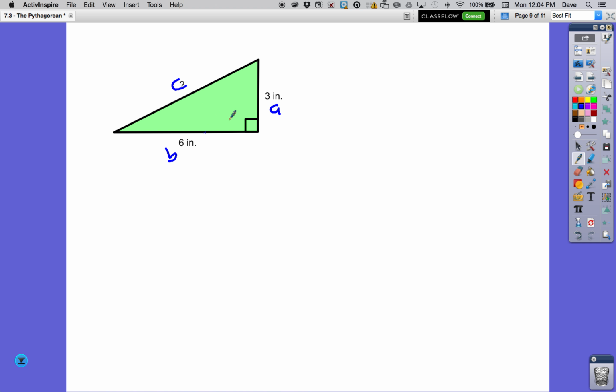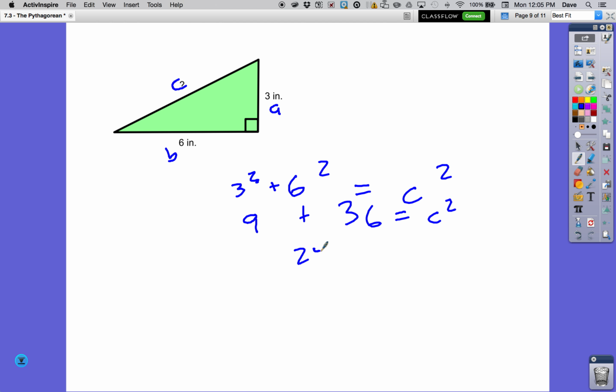If we get an answer that's less than 6 or 3, and it's not the longest side, then we did something wrong. Alright, so a squared plus b squared equals c squared. Now simplify and solve. Simplifying by doing our exponents, which is 9 plus 36 equals c squared. 9 plus 36, that's 25.